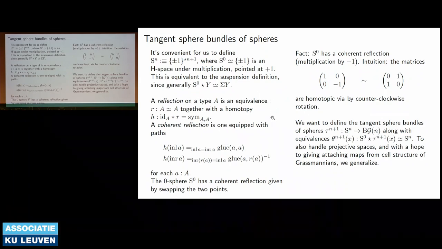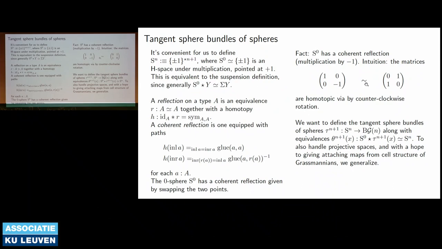So the abstraction that makes the definition go through is to say that you have a reflection on a type, which is an equivalence, together with a homotopy from the identity join R to the symmetry on the join. So you have the symmetry equivalence for any two join factors A and B. A join B is equivalent to B join A. And so this reflection has to do this.